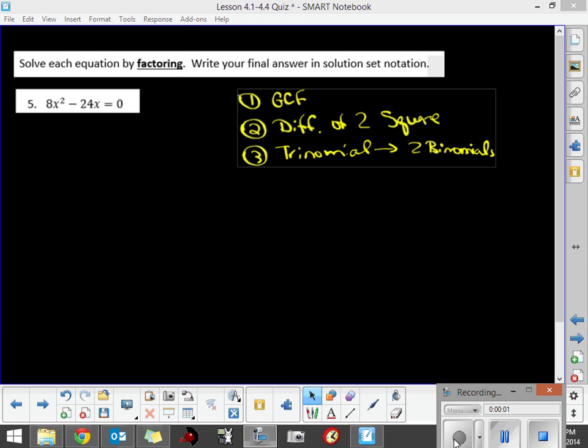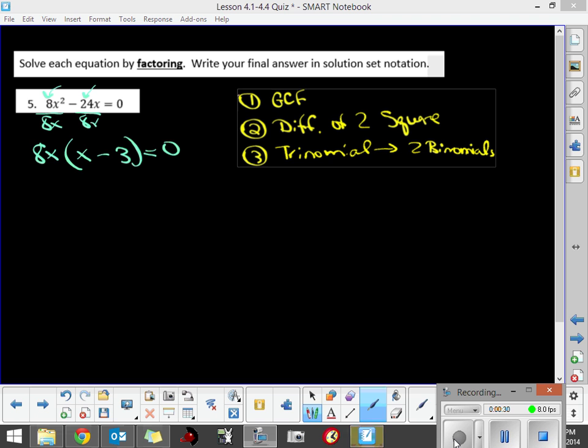Question number 5, we want to run through our very first principle, and that is to look for a greatest common factor. Is there something that will go into 8x squared and 24x evenly? Certainly 8 will go into 8 and 24 evenly, and also we can factor an x out of both of them, which means we're dividing both of these terms by 8x. So factoring is division, so we divide 8x squared by 8x, we're left with an x. Minus, and then 24 divided by 8 is a 3, and x divided by x is 1, equals 0.